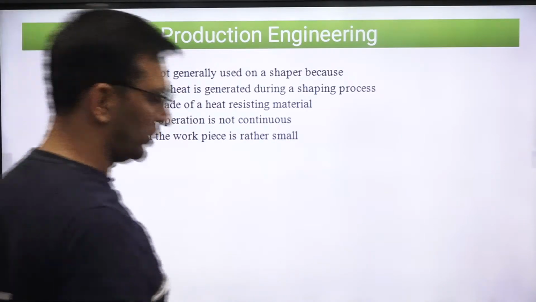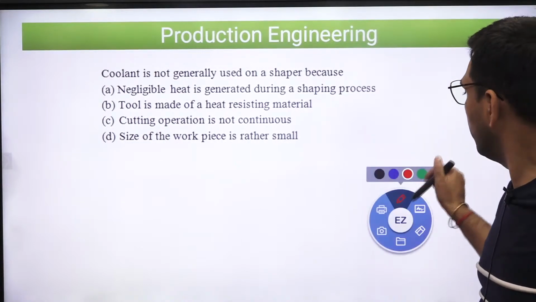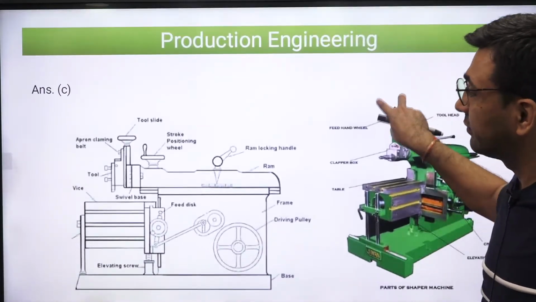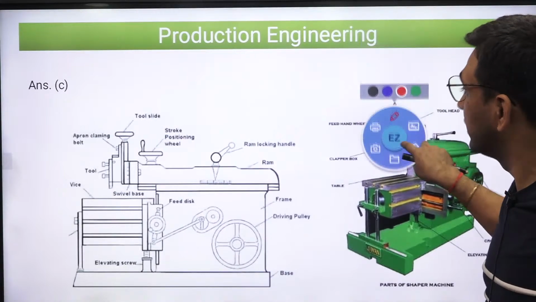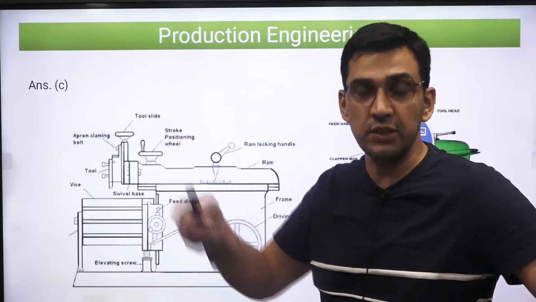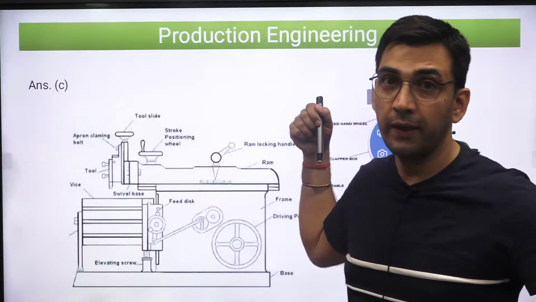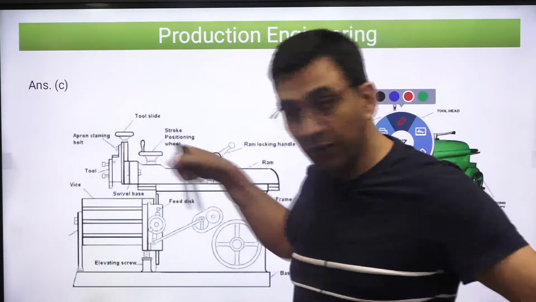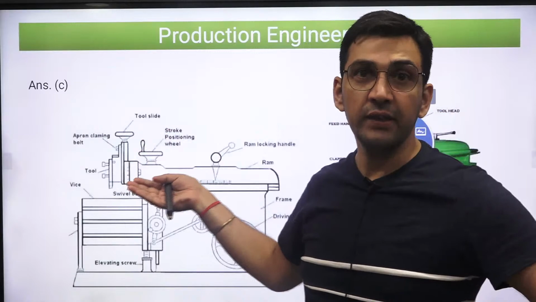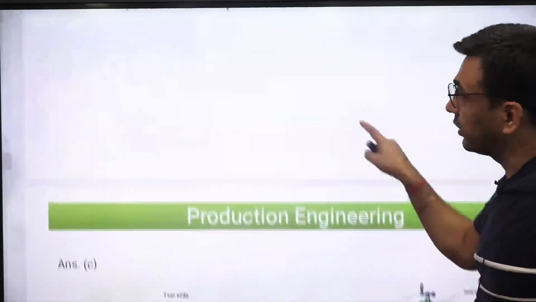कूलेंट इज नॉट जनरली यूज्ड इन शेपर. जनरली क्यों नहीं यूज करते? लॉजिक होना चाहिए, राइट? In case of a shaper, you don't have a continuous cutting action, right? Had it been a continuous cutting action, then obviously you get less time for the heat dissipation. So since you don't have continuous cutting action, उसने cutting की, return stroke free है, right? So that means this tool will get opportunity to dissipate the heat. तो इसलिए even you can operate this tool without coolant. So that is why C is going to be the correct option.